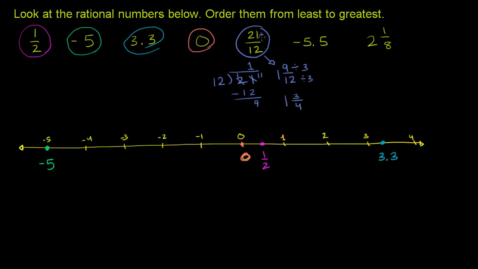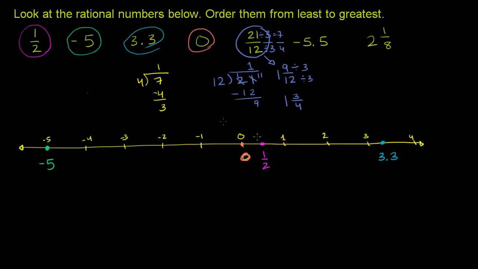Just to make it clear, I could have simplified this right from the get-go. 21 divided by 3 is equal to 7. And 12 divided by 3 is equal to 4. So this is the same thing as 7/4. And if you were to divide 4 into 7, 4 goes into 7 one time. 1 times 4 is 4. Subtract, you get a remainder of 3. 1 and 3/4.